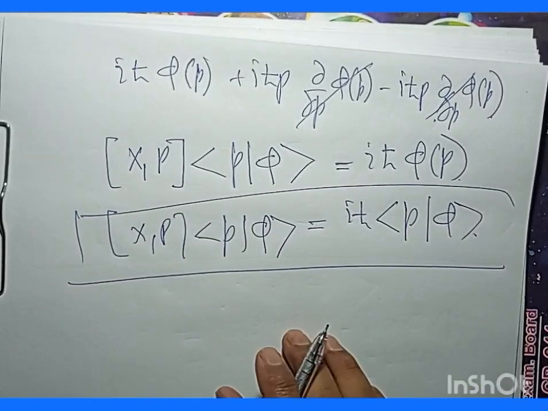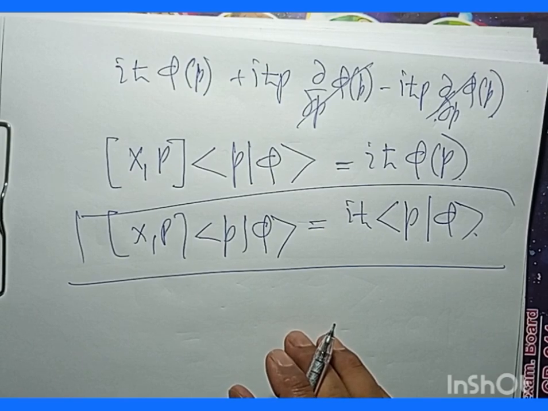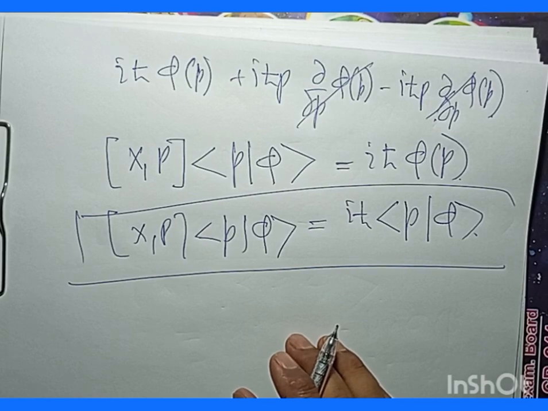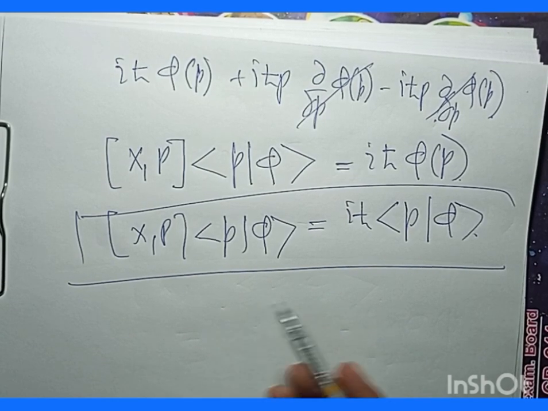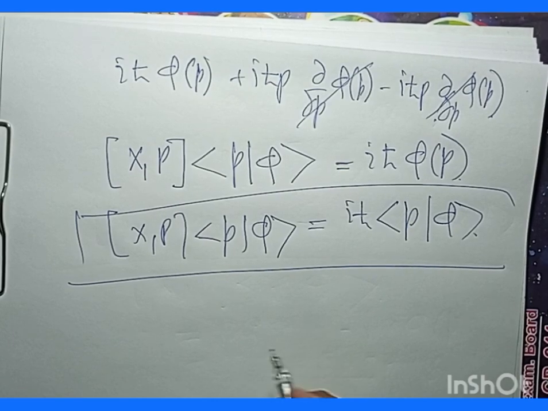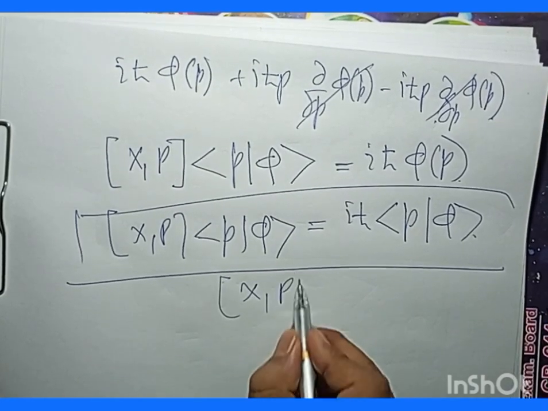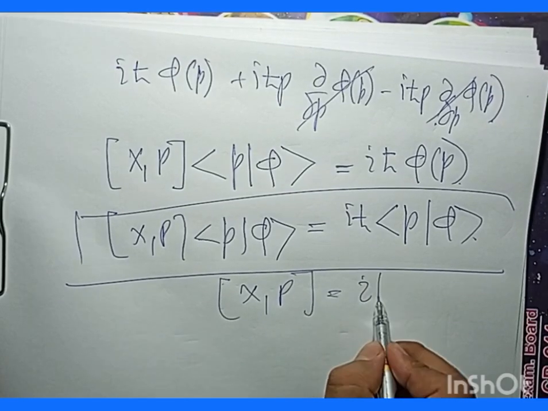So this is our Heisenberg's commutation relation between position and momentum when acting in the momentum domain. So we can write down this Heisenberg's commutation relation, since we are talking about the 1D case, the one-dimensional case. So we can generalize this as the commutator between x and p, which gives us iħ.